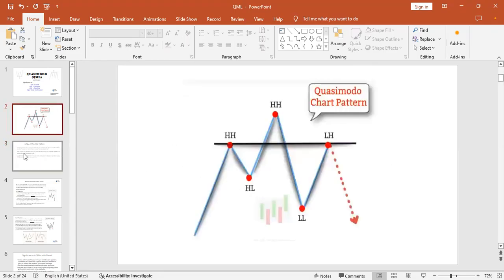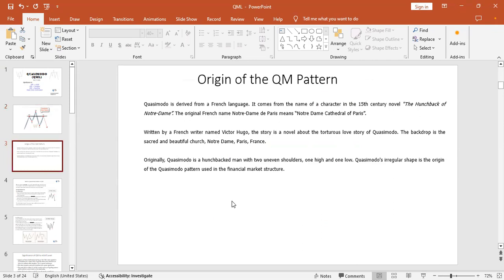According to history, Quasimodo is derived from the French language. It comes from the name of the character in the 15th century novel, The Hunchback of Notre Dame, written in Paris by a French writer named Victor Hugo. I think he's a French philosopher. The story is a novel about the love story of Quasimodo, with the backdrop of the cathedral.